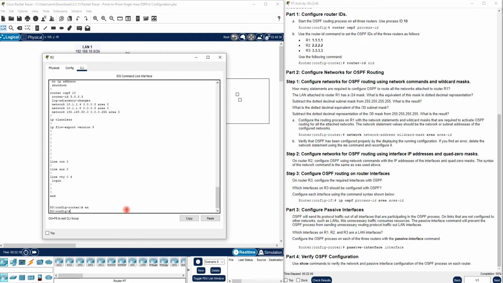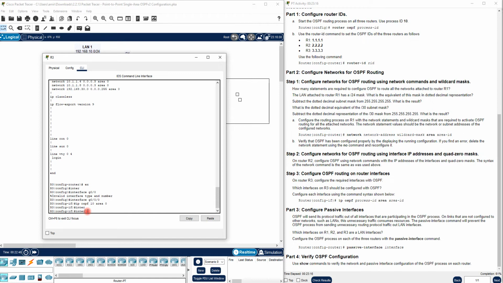Why or how? You can go to, for example, interface G0/0/0, and right here IP OSPF 10 area. Which area? 0. And right here also interface serial 0/1/0.